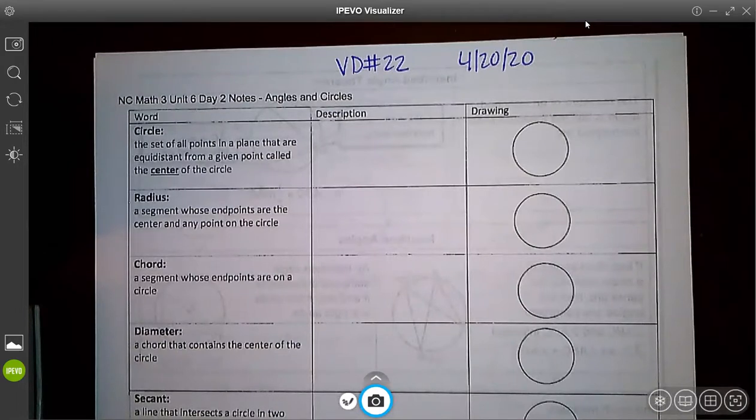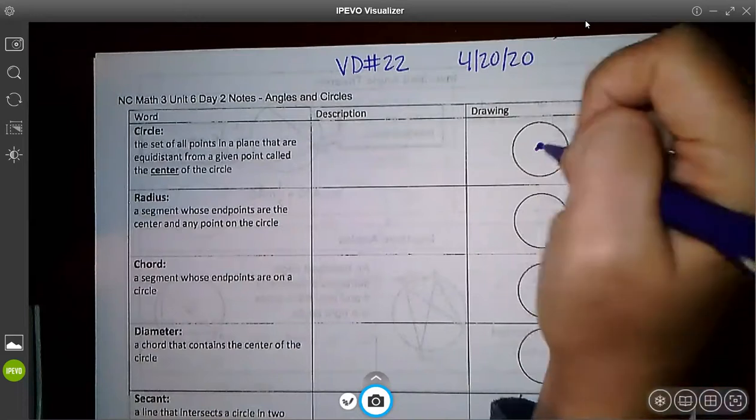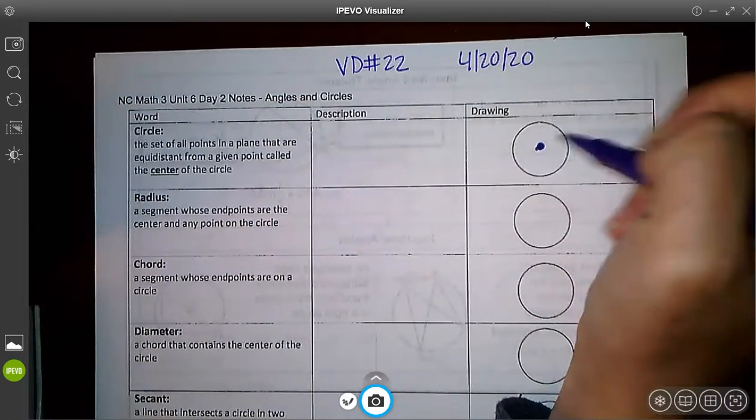We're working on circles and angles within circles, angles outside of circles, segments of circles, chords, arcs, tangents, all kinds of awesome things like that. So start with some definitions. A circle is a set of all points in a plane that are equidistant from a given point, called the center of a circle. So the circle looks like this. This is your center. All the points on this circle are equidistant from the center.